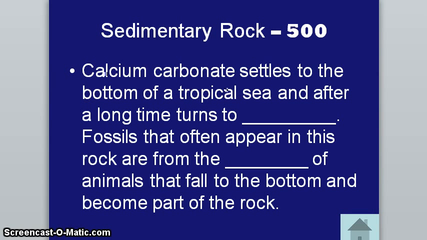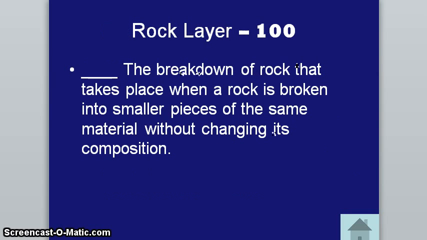Calcium carbonate settles to the bottom of a tropical sea, and after a long time it turns into limestone. Fossils that often appear in this rock are from the shells of animals that fall to the bottom and become part of the rock.